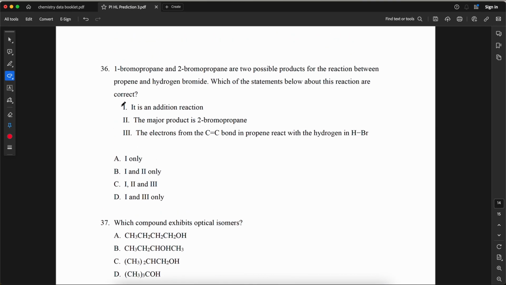1-bromopropane and 2-bromopropane. 1-bromopropane would be, first let's do the reaction, plus HBr. So we've got 2 products. So Br here, CH3, so this would be 2-bromopropane. And then for this one, CH2, CH2, Br, so this one is 1-bromopropane, okay? 1-bromopropane and 2-bromopropane are 2 possible products for the reaction between propene and hydrogen bromide.